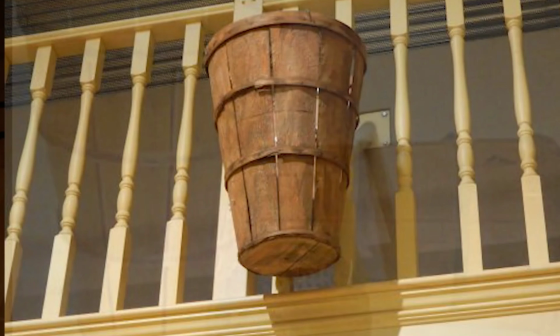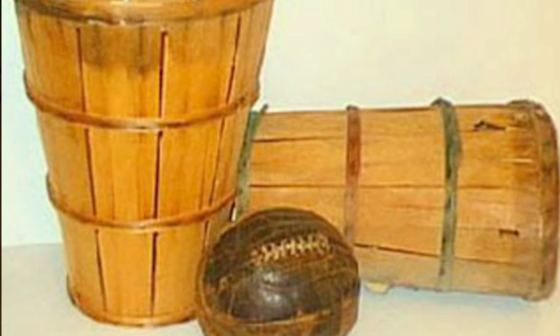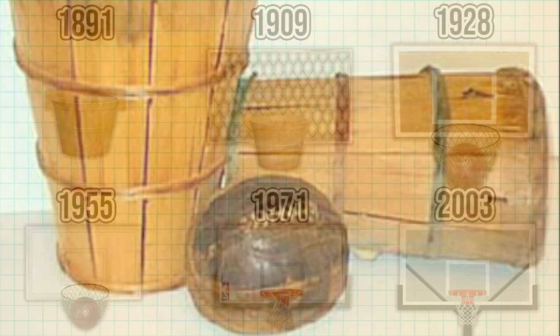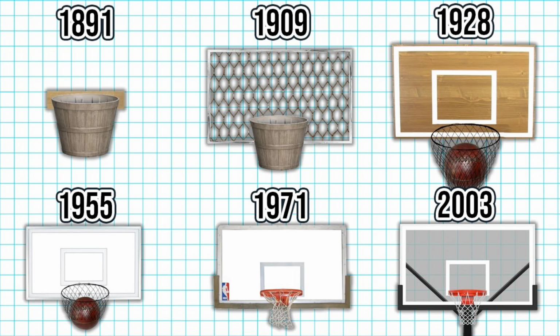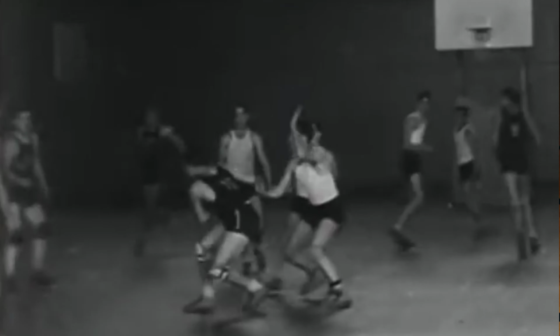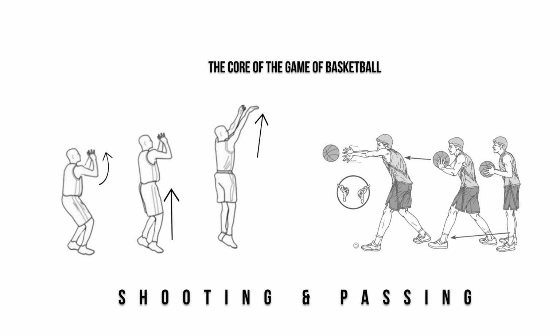At the time, the basket used was a wastebasket, a trash can. The bottom was not cut out, so upon every score, the game had to be stopped to retrieve the ball. Obviously, back then, games were long and had low scores. There were no dribbles. Players could only pass and shoot. This is why shooting and passing are the core skills of basketball.